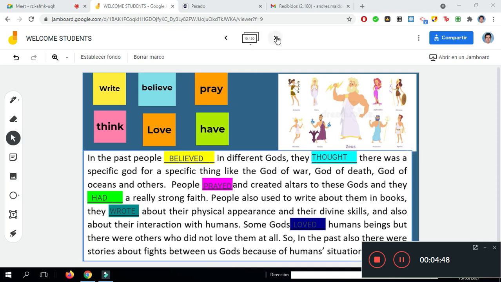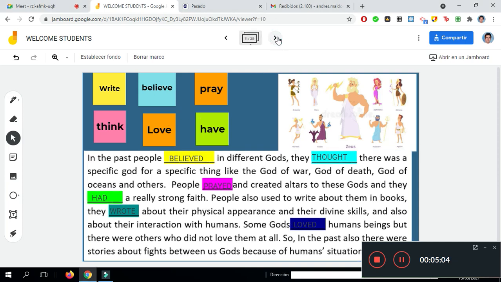So now let's continue. These were the solutions of this activity. You can see we conjugated the different verbs. Regular verbs, the ones that have ed. Irregular verbs, the ones that don't have ed.